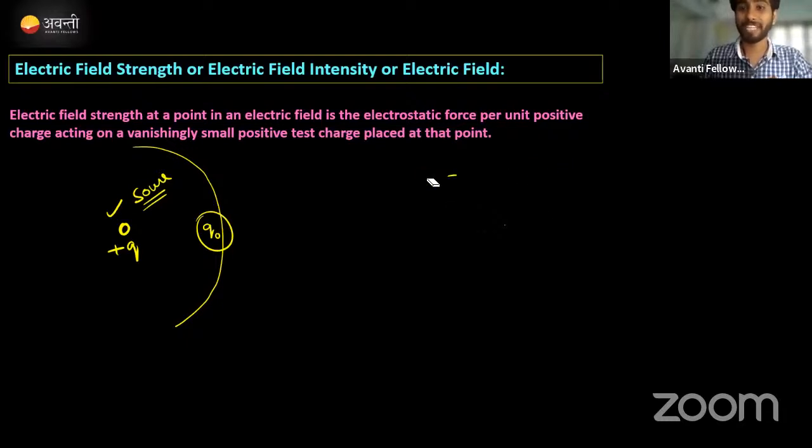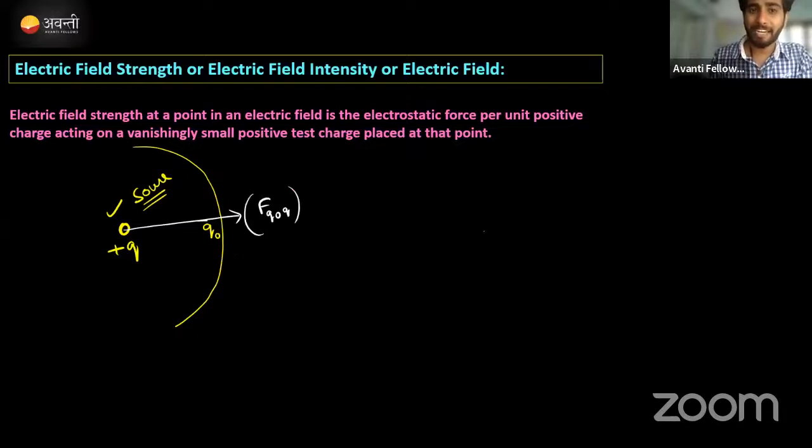Clear enough? If you have any doubt, please drop it in the chat box. Don't forget. The source charge applies a force on the test charge along the line joining them, in this direction. This is the force on the test charge due to the source charge. How much force is exerted on this test charge? We need to calculate it. That quantity we call the electric field strength.